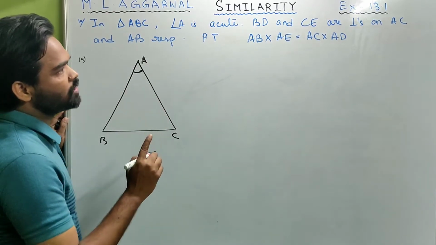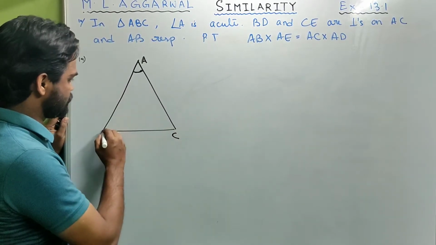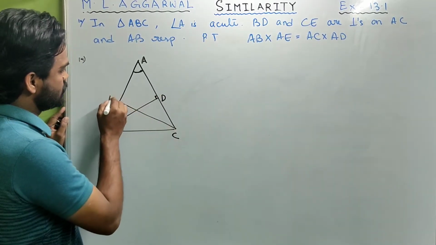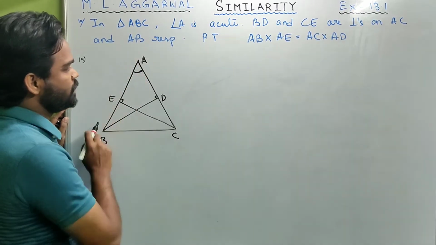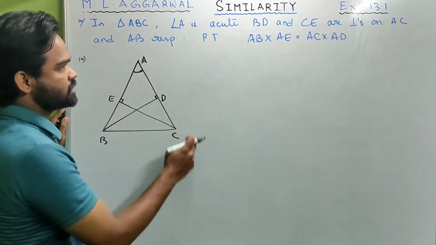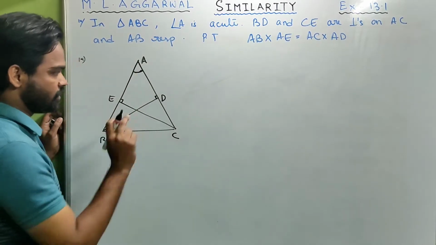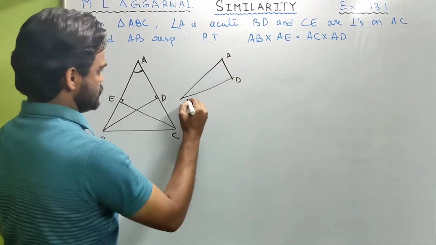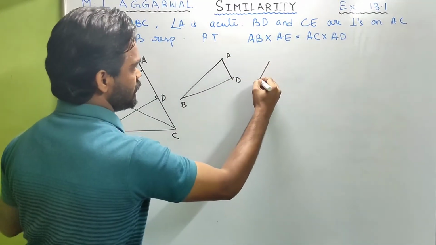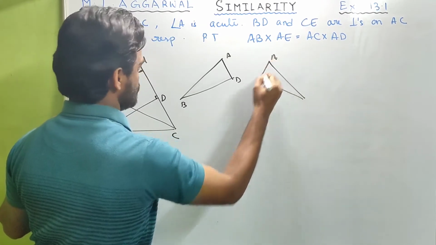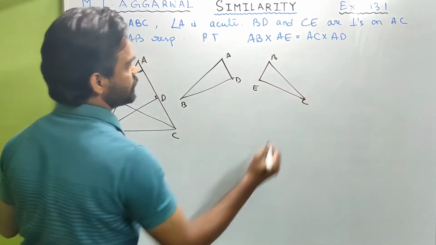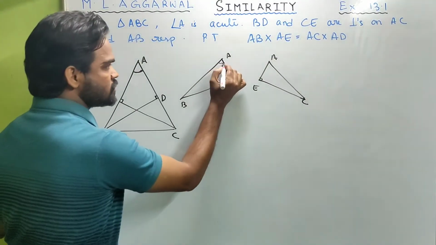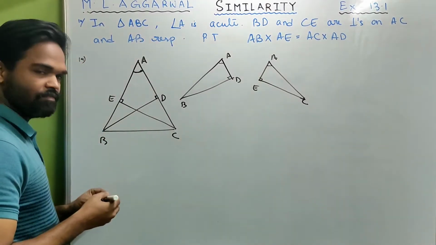BD and CE are perpendiculars on AC and AB respectively, which means BD is perpendicular, CE is again perpendicular. Prove that AB multiplied by AE is equal to AC multiplied by AD. Look carefully. Take these two triangles, ADB and AEC. First of all, this and this angle are equal, 90 degrees, and this is common. Hence, these two triangles will be similar.